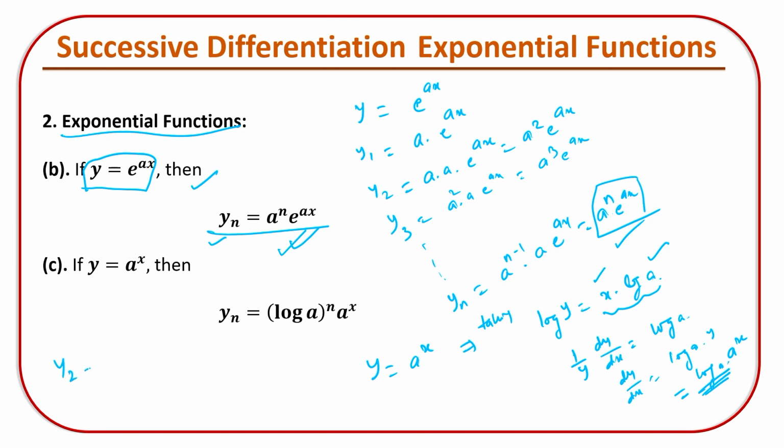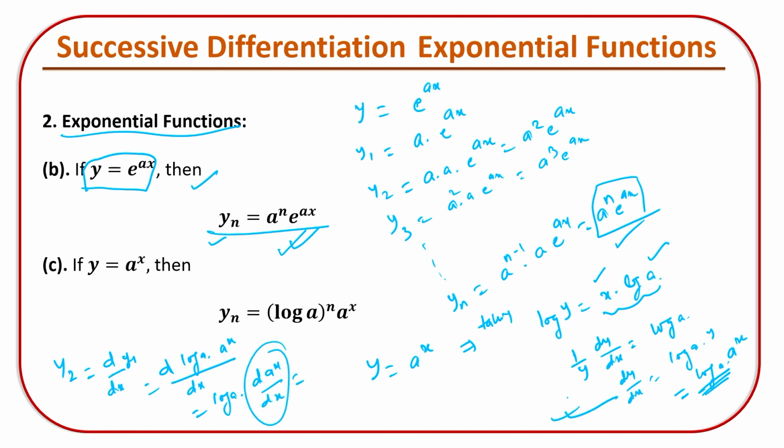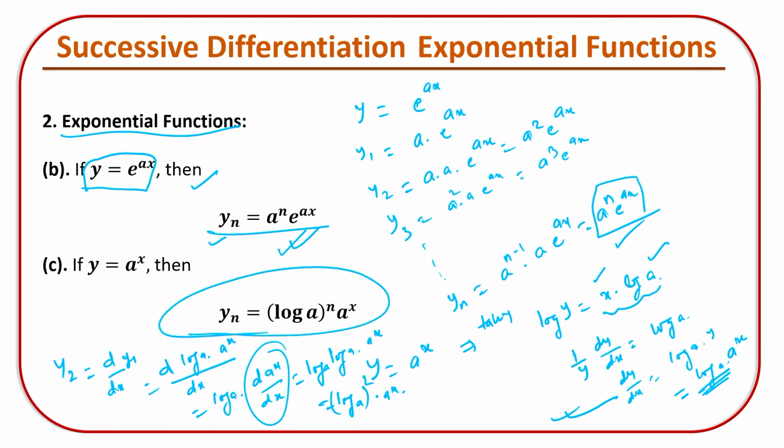If you find y2, that means d by dx of y1. So this will be d by dx of log a into a to the power x, and log a is a constant, and d of a^x by dx is given here. See? So how much is the value? This will give you log a into log a into a^x, so it comes out to be (log a) whole square into a^x. And in a similar manner, you can find it for yn. So yn becomes (log a) to the power n into a to the power x, right?